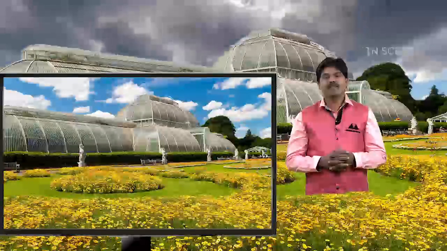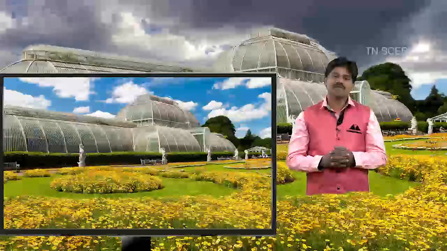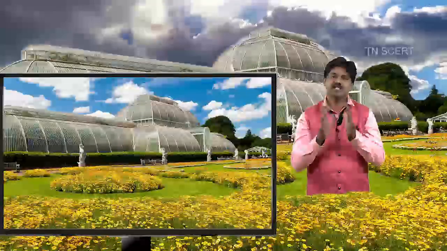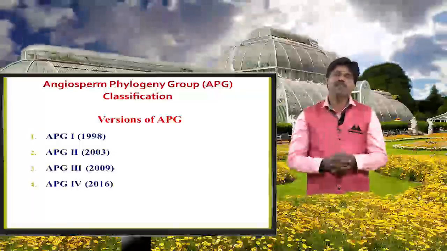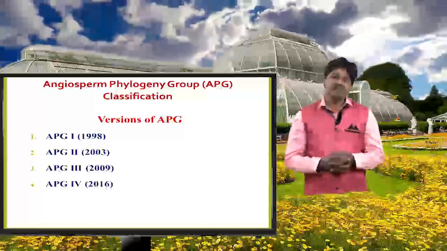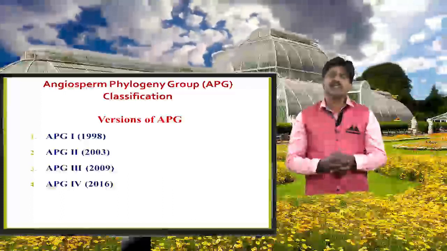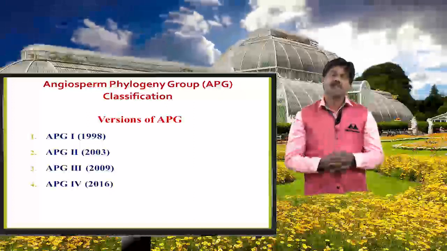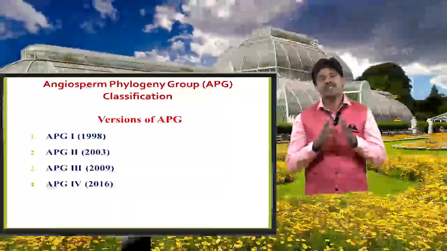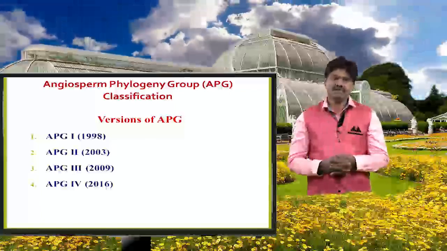Students, why did we change to APG? You know, there is a famous quote that says the word change never changes. Everything else will change; only the word change never changes. That is why APG also has 4 versions. Version 1 was released in the year 1998. Version 2 was released in the year 2003, and version 3 was released in the year 2009. Version 4 was released in the year 2016.